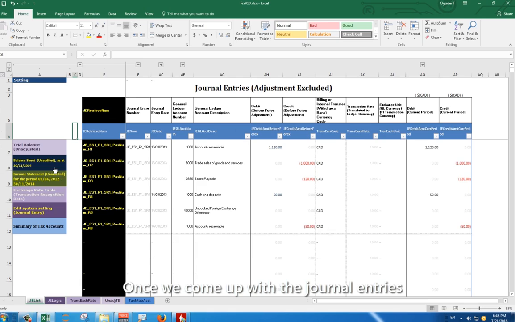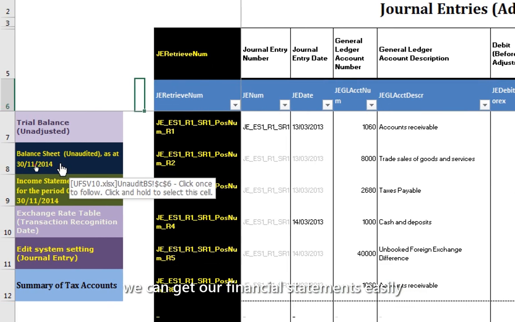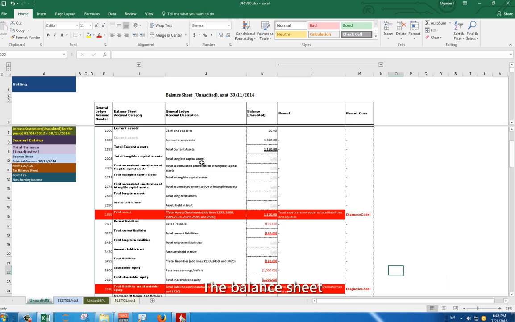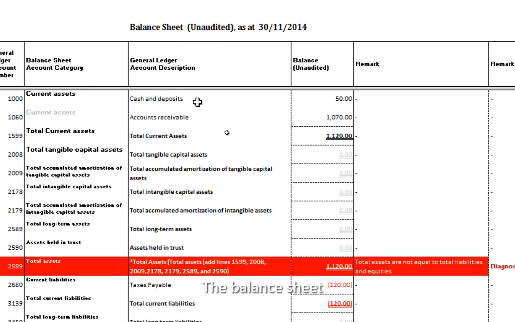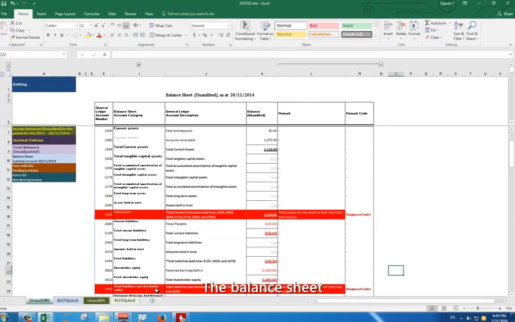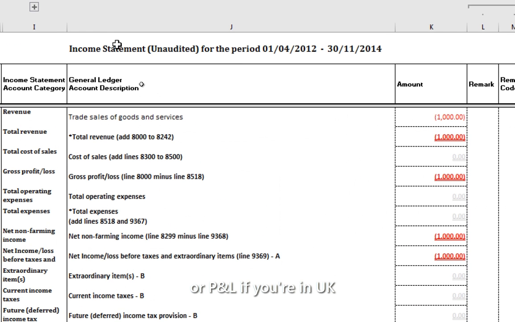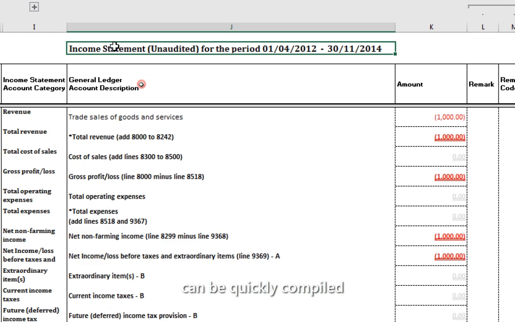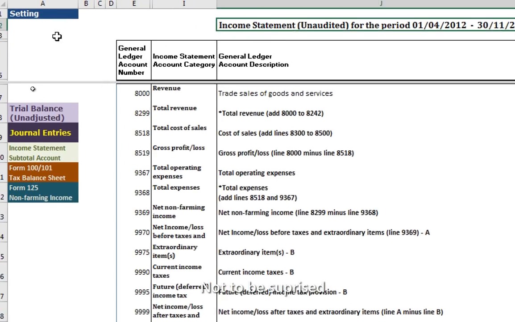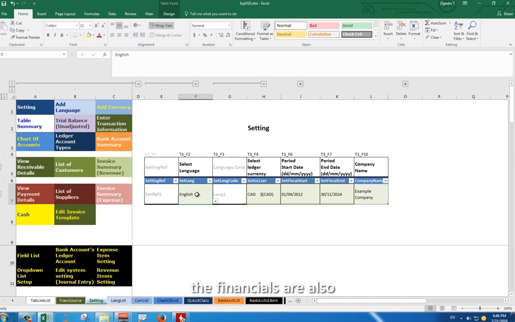Once we come up with the journal entries, we can get our financial statements easily. The balance sheet. Income statement, or P&L if you are in UK, can be quickly compiled at ease. Not to be surprised, the financials are also multilingual.